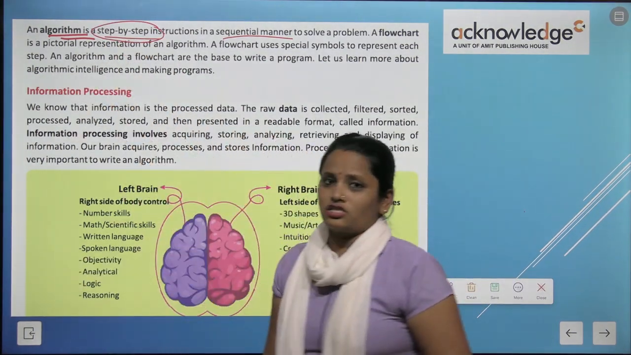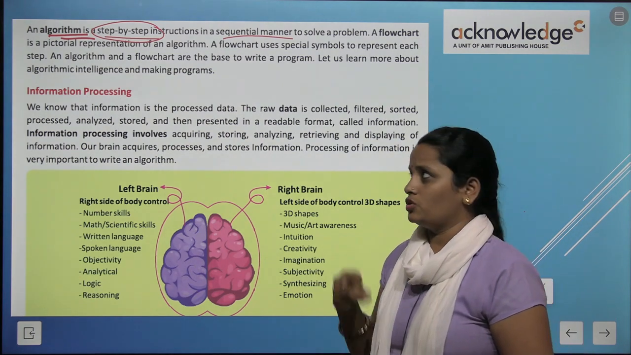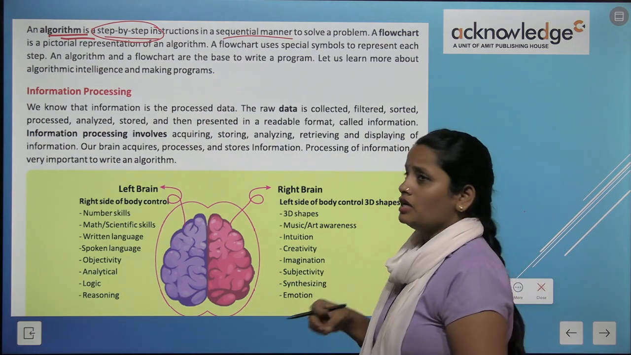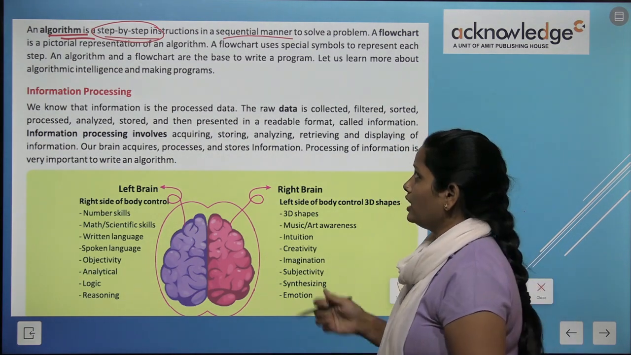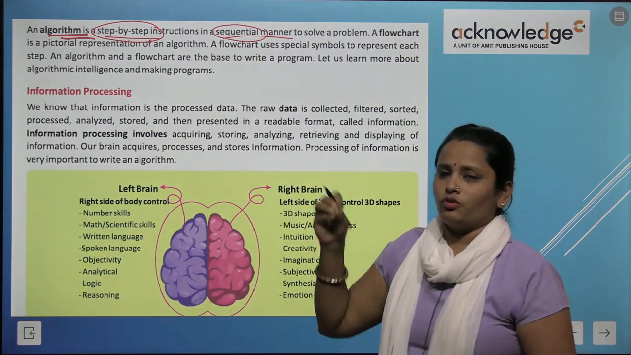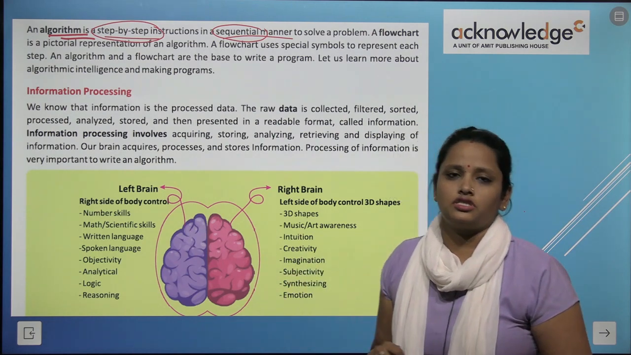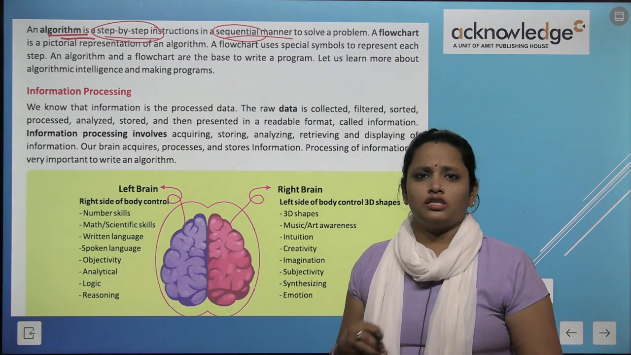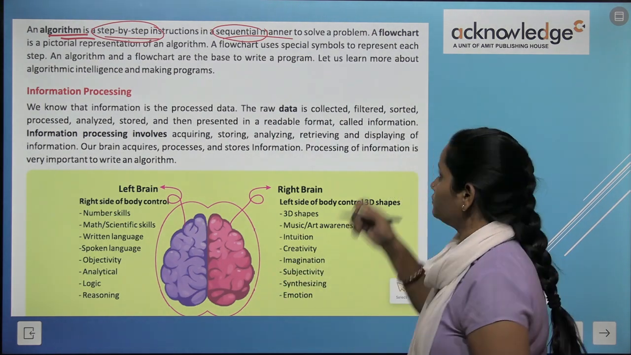So the instructions that are given to the computer step by step, the computer follows them exactly like that, and it is in a sequential manner. Means after step 1 comes step 2, then step 3, then step 4 and so on.